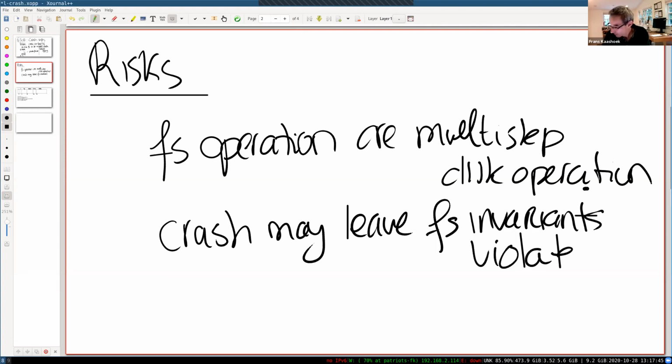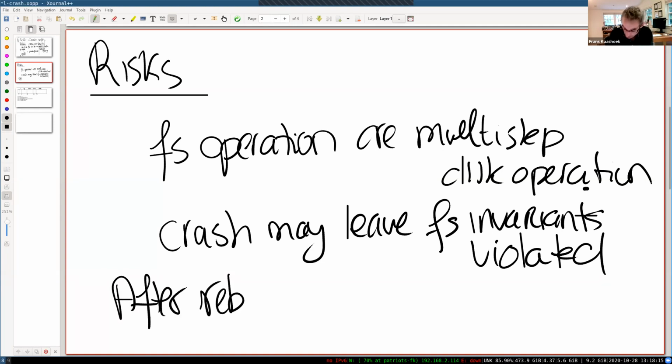And the invariants I'm talking about are invariants of the form: every block is either free or allocated to one file and not to two files. We might want to make sure that this holds despite failures between these operations. The risk is that if these invariants are violated, bad things can happen after reboot.